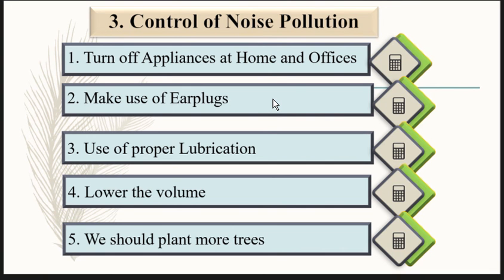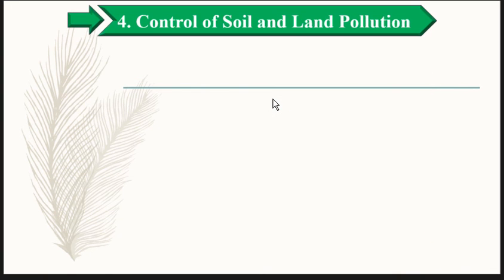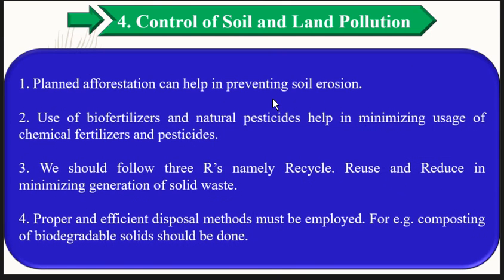Now let us see the remedies to control soil and land pollution. So the first remedy is afforestation, which can help in preventing soil erosion. Second is use of biofertilizers and natural pesticides, which help in minimizing usage of chemical fertilizers and pesticides. Next is we should follow the 3 R's, namely recycle, reuse and reduce, in minimizing generation of solid waste.